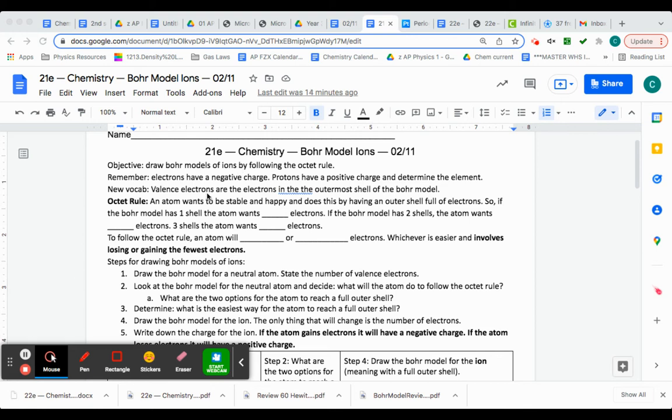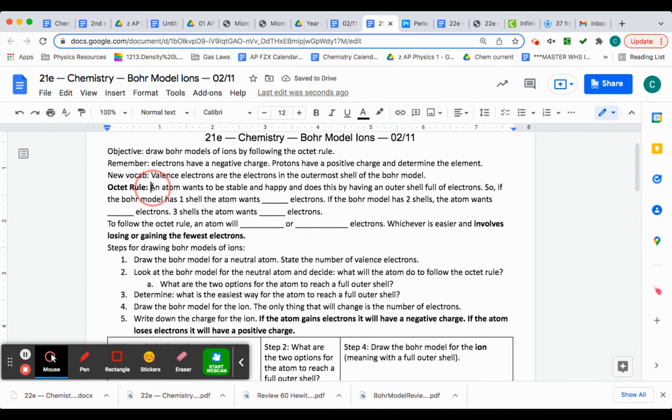So neutral atom, charge is 0. Ion, you have that extra positive or extra negative. Just a little reminder, electrons have a negative charge, protons have a positive charge and determine the element. Our new vocab, we did it with our worksheet a few days ago, but valence electrons are the electrons in the outermost shell of the Bohr model.